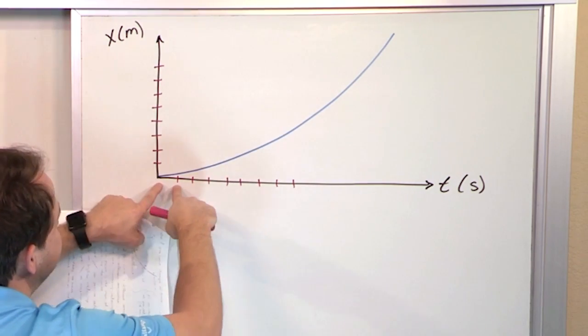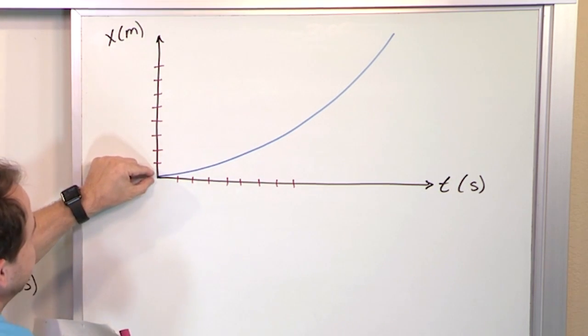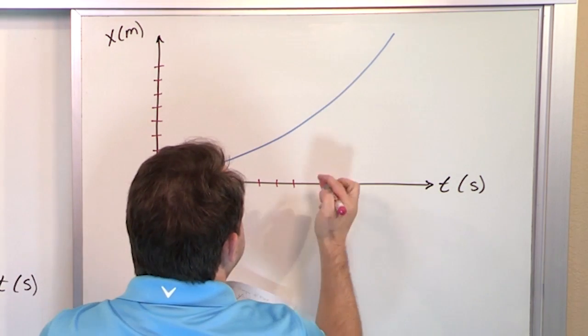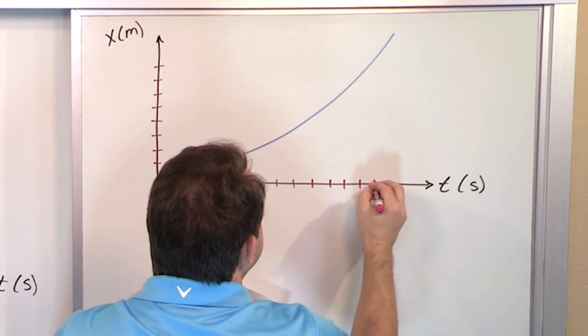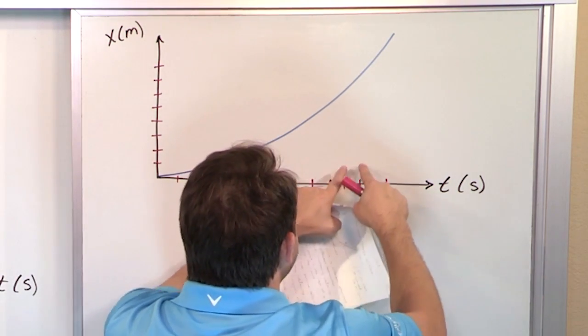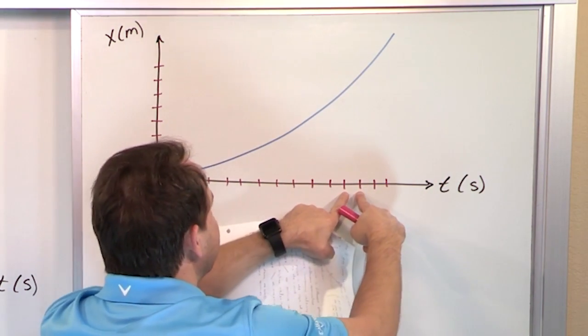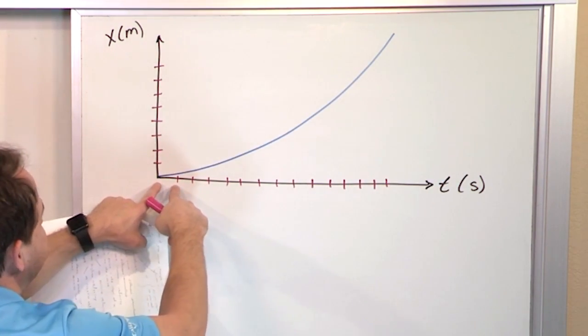So when I look at the very first second, I only went, according to this graph, even less than 1 meter. But then when I start looking at the tick marks way out here, see, these are just 1 second tick marks. So if I look at this tick mark and look up here, it looks like I traveled much, much farther during this second over here compared to how far I traveled during this second.